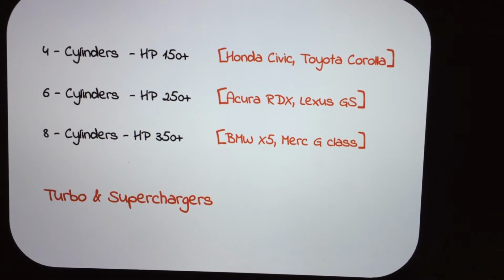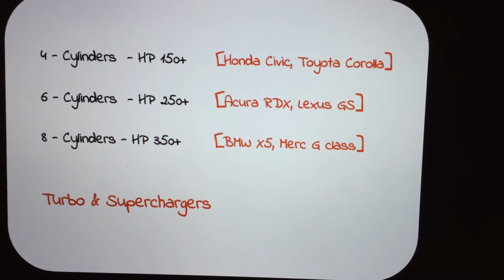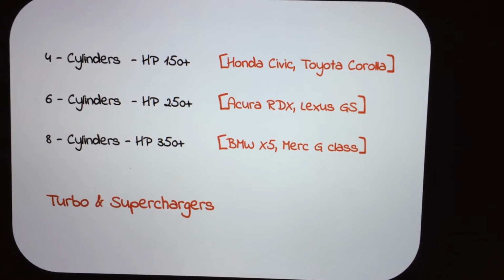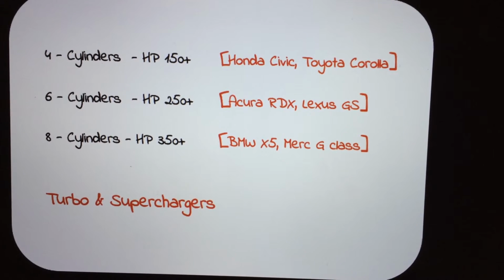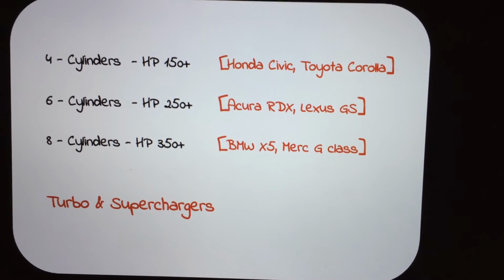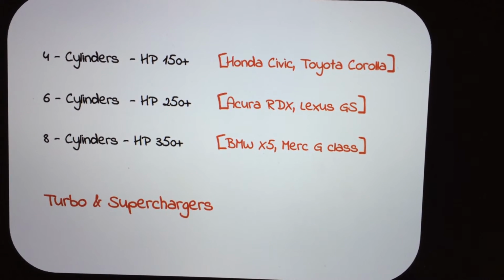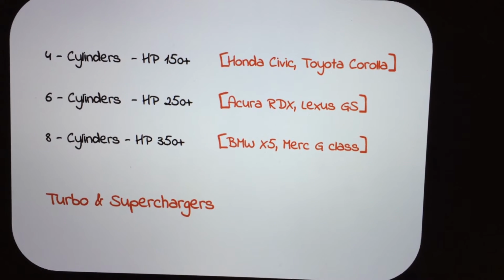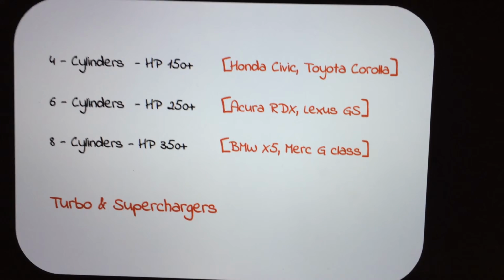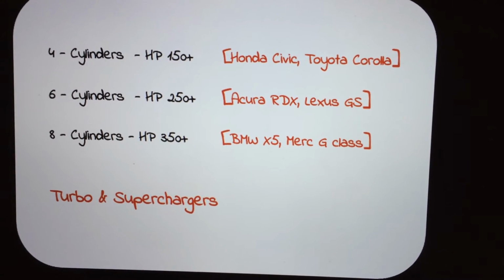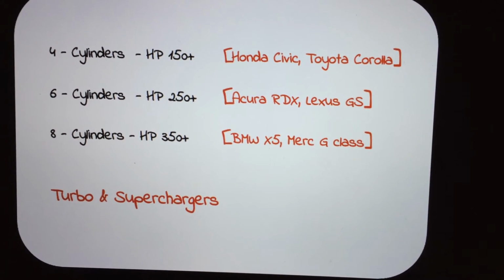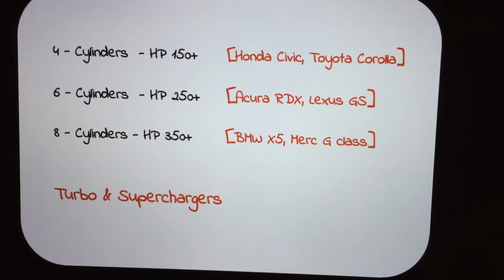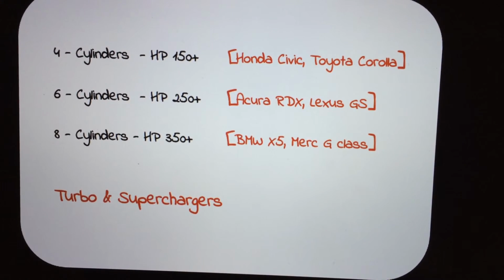Some examples of this category are: for 4 cylinders, we have Honda Civic and Toyota Corolla, and for 6 cylinders, Acura RDX and Lexus GS. For the 8 cylinders, we have BMW X5 and Mercedes G-Class. There is also another technology called turbo engines and also superchargers, which are more efficient. We will see them in the upcoming topics.